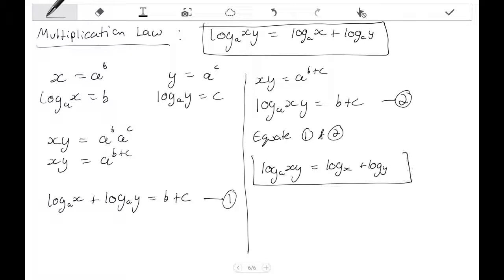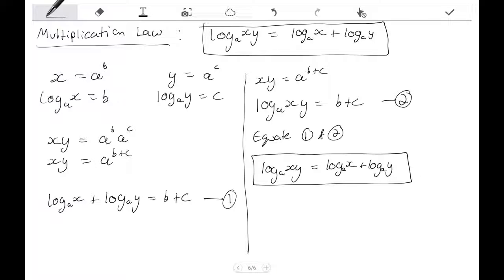That's the multiplication law. It's important to note that I've written that very poorly. It's important to note that they have to be the same base. So the multiplication law and all of these laws only work when you've got the same base.